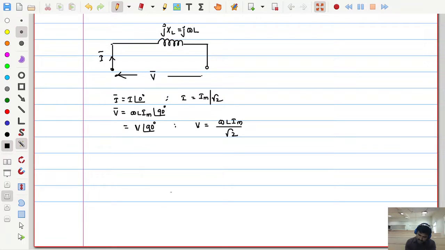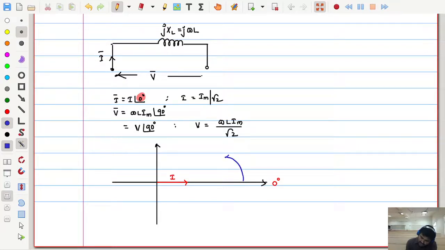Now sketch this phasor diagram on the alpha and beta axes; that completes the inductor discussion. Where is the current? Current has 0 angle, so where should we place it? I am placing the current on the alpha axis, which is the 0 degree reference. This is the current magnitude. What about the voltage? 90 degrees, plus 90. From 0 you travel 90 degrees in the anti-clockwise direction, which is the positive angle direction, thereby you reach the beta axis.